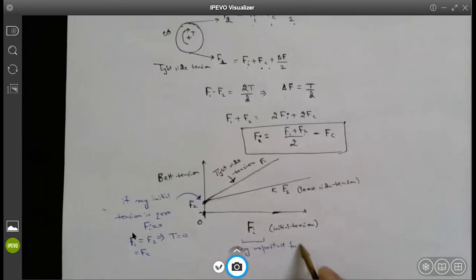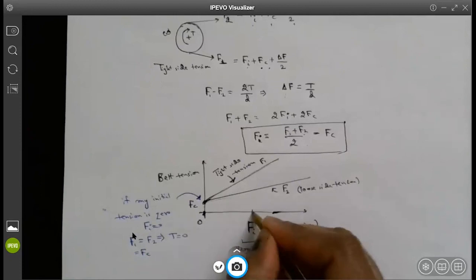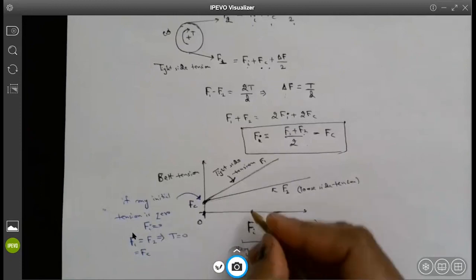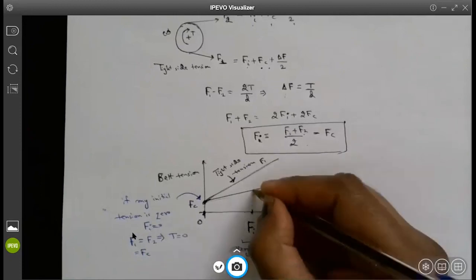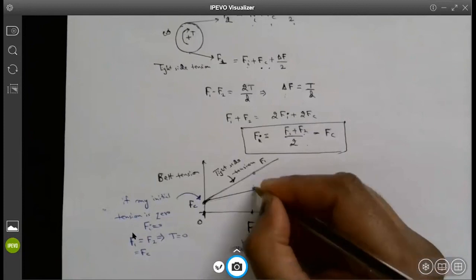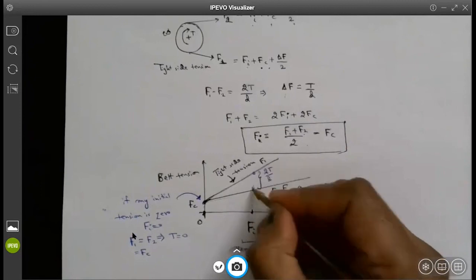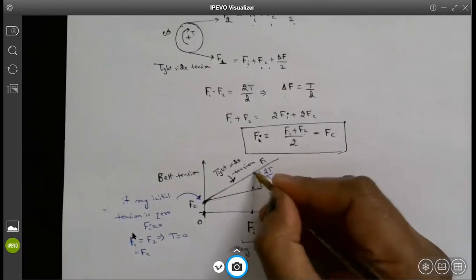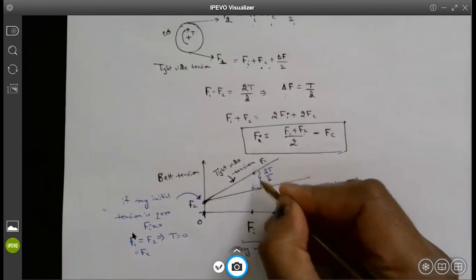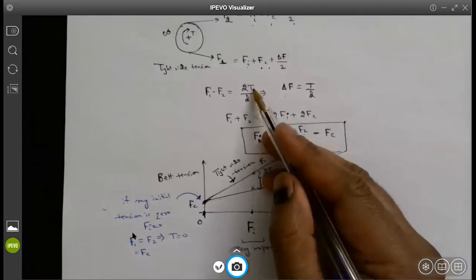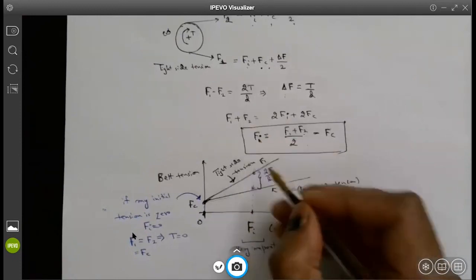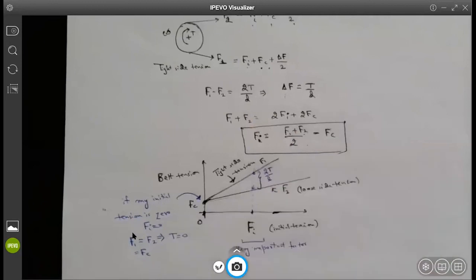Very important factor. For example, if my Fi is this value, and corresponding to that, the difference between F1 and F2 will be your 2T over D. So this is the difference between F1 and F2, tight side tension and loose side tension. This difference is equal to 2 times the torque divided by the diameter of the smaller side pulley. Are you guys getting what I'm saying here?